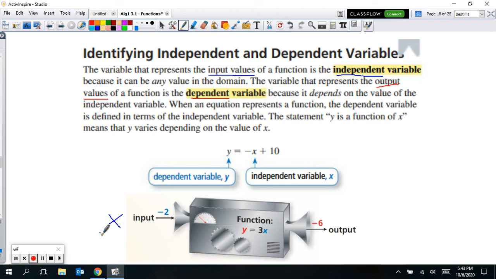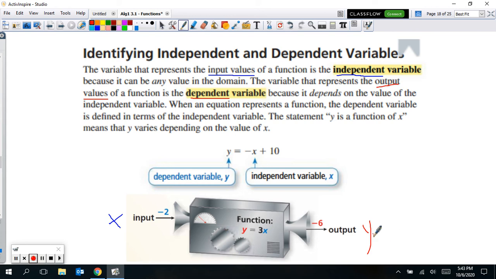We can pick a positive number, a negative number, it doesn't matter. We basically get to choose the inputs to plug into this function. The dependent variable are the output values, because it depends on the value of the independent variable. So the number that you get here, -6, is always dependent on what you put in. If I put in a different number, I'm going to get a different output. So that's why this is always our y-coordinate. The dependent is always the y-coordinate because it depends on what you put into the function.